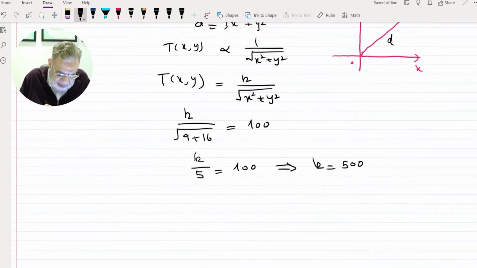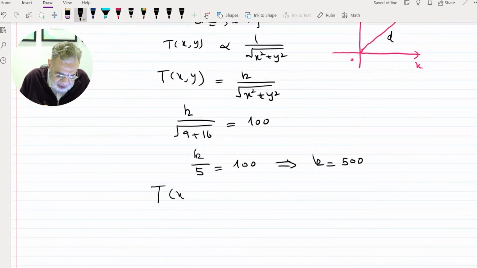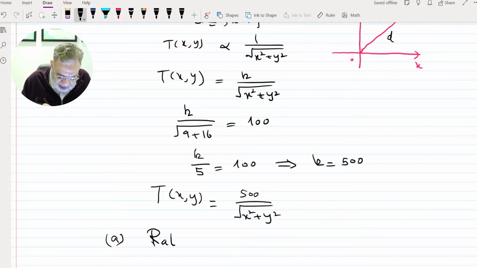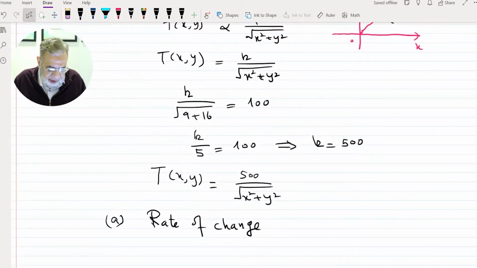And I can rewrite my temperature distribution function T(x, y) is equal to, putting the value of k as 500, 500 over the square root of x squared plus y squared. So this is my function. Now I go further, and my part A is the rate of change. Rate of change is the directional derivative. We want to find the rate of change of the function at the point (3, 4) in the direction of the vector i plus j.